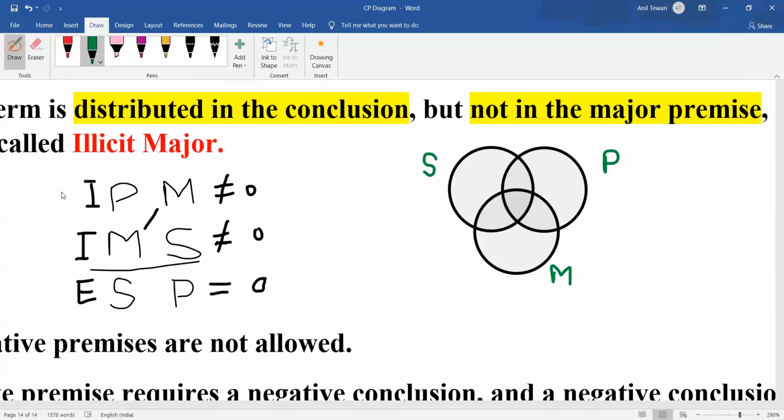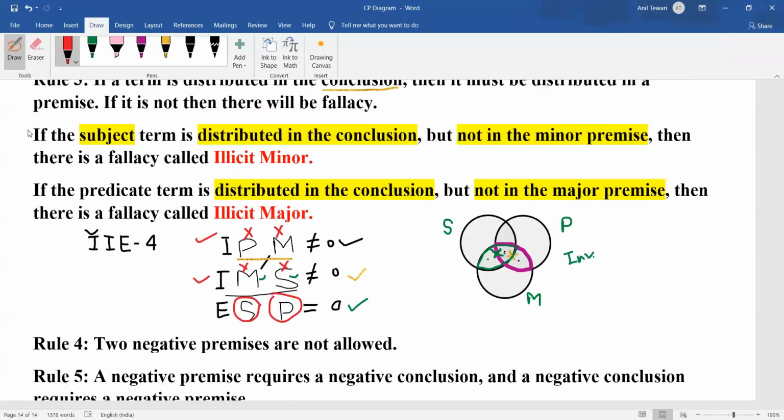Okay, so look at this. So now rule 3 demands that if the subject term is distributed, so here subject term is distributed here, but here it is not distributed in the minor premise. I does not distribute any term, so you have put cross here. Look at it. So it has the fallacy of illicit minor.